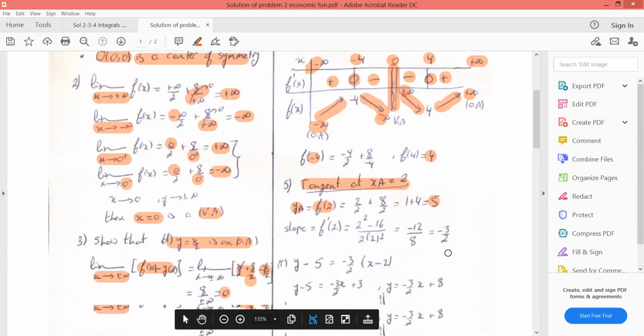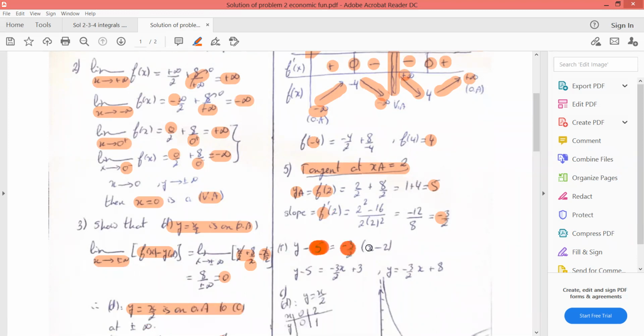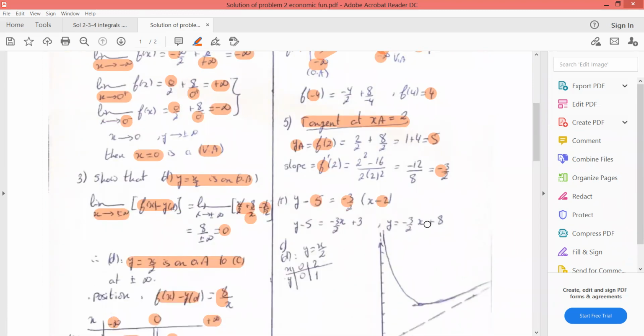To find the slope, I replace x by 2 in the derivative and I get minus 3 over 2. And the equation of the tangent is y minus ya equals slope times x minus xa. We take them to one side, and we get y equals minus 3 over 2 x plus 8.